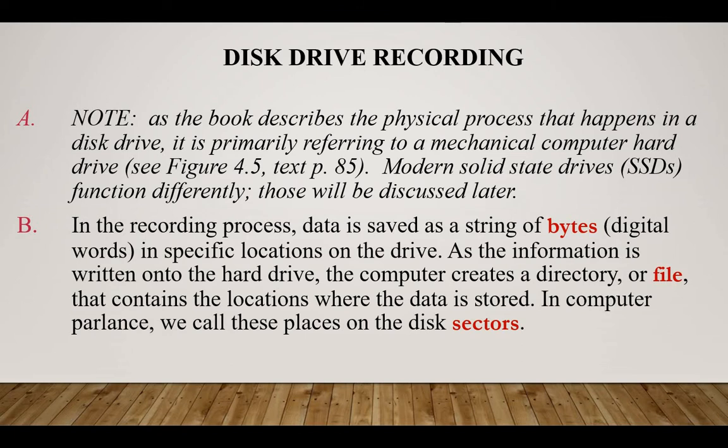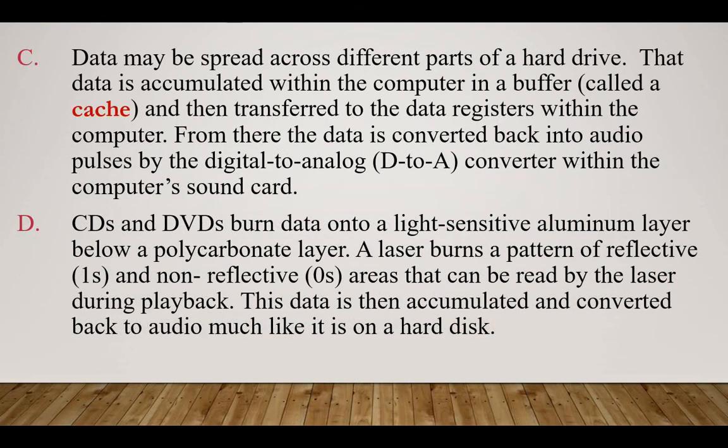You might think of it as like a neighborhood or something like that. So you kind of picture the physical spot on the drive where your data is living. Data may be spread across different parts of a hard drive. That data is accumulated within the computer in a buffer called a cache, and then it is transferred to the data registers within the computer. From there, the data is converted back into audio pulses by the digital to analog converter within the computer's sound card.